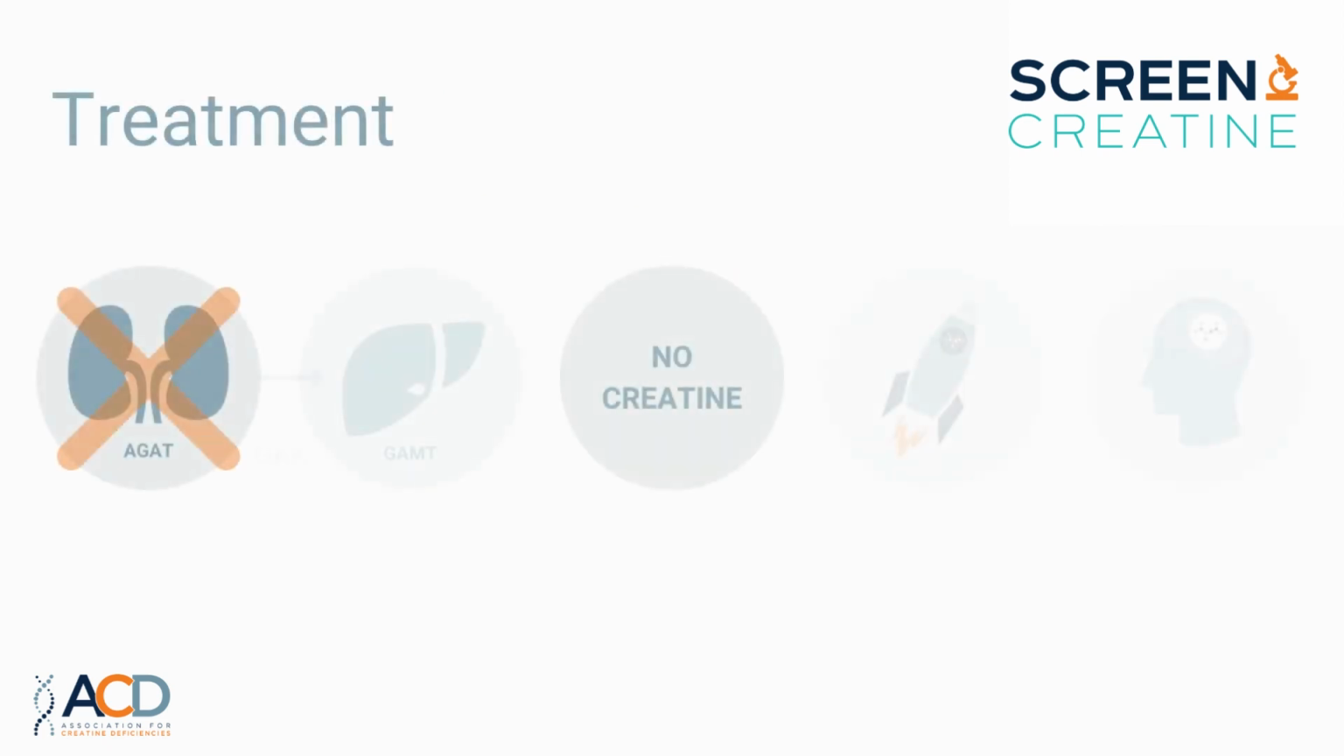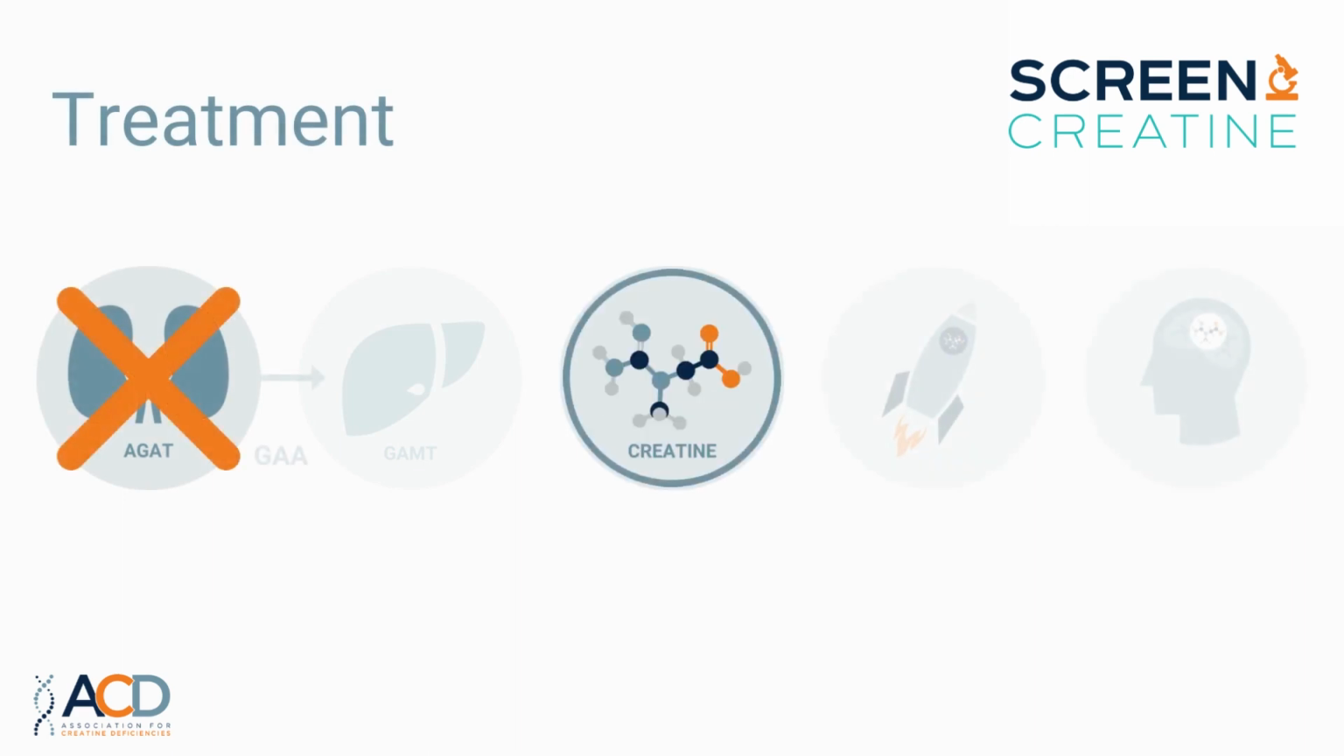The treatment for AGAT deficiency is simple: oral creatine supplements. And if this is provided early in life, children can experience typical development.